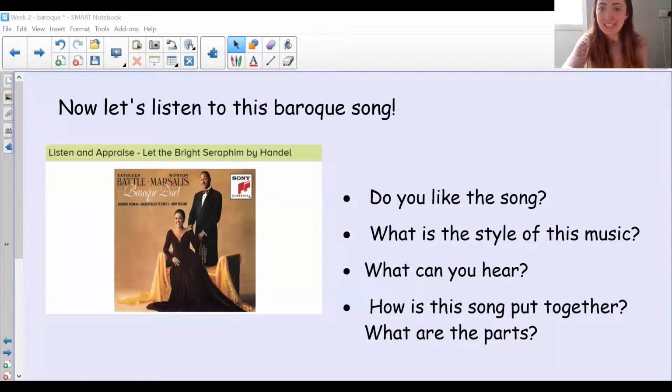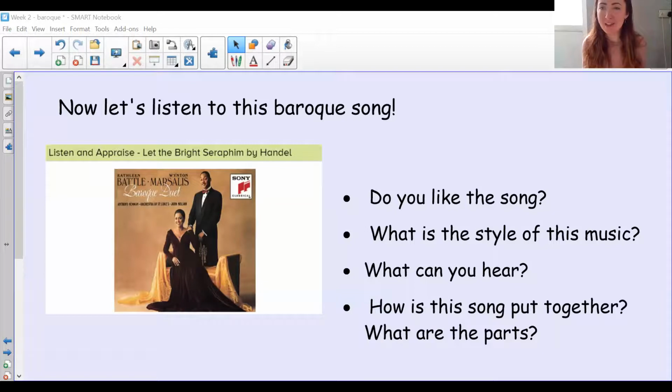Okay, next, what is the style of this music? Can you remember the style of music that we are listening to today? Pause the screen to have a think. There are clues on the screen as well. It is Baroque music, yes.